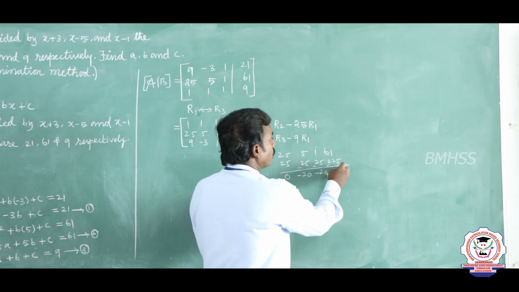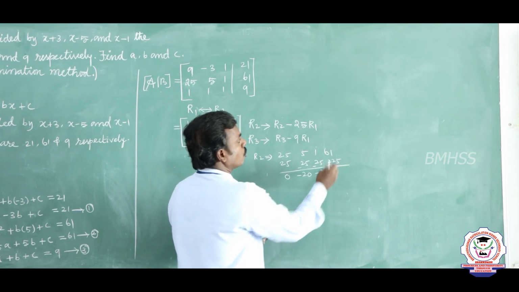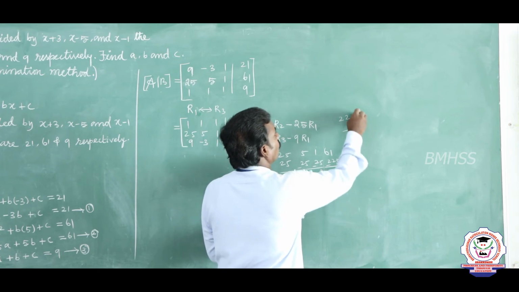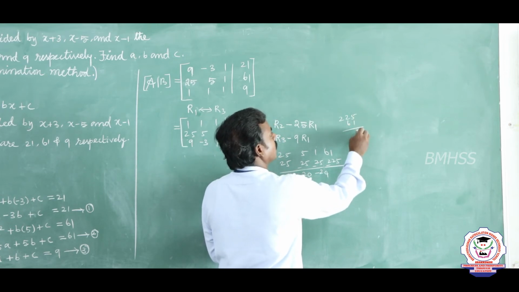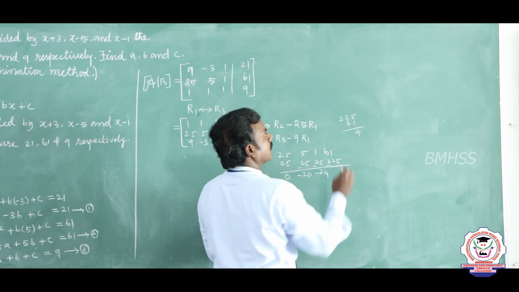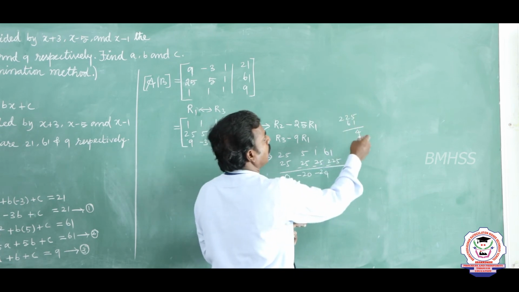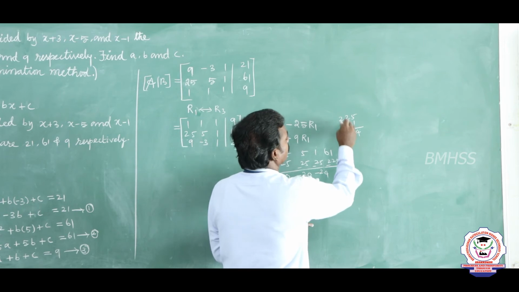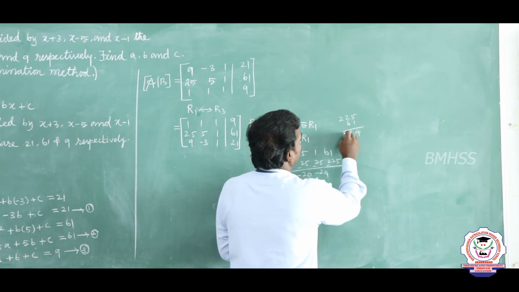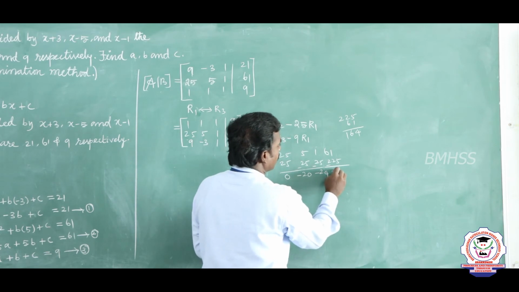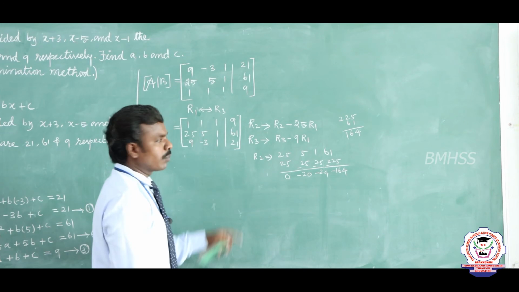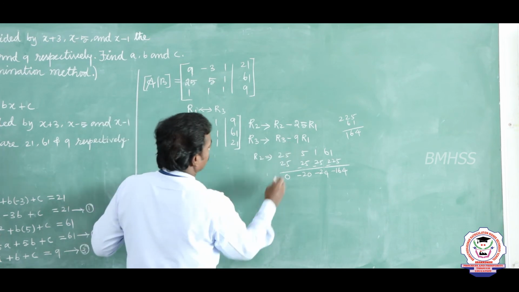Now 61 minus 225. Listen to this, 225 minus 61: 5 minus 1 is 4, and 2 minus 6 is not possible, so I borrow 1. 12 minus 6, remaining 6, and remaining 1 is there. So the result is 164, so it is minus 164. This is the change in the second row. Now I am going to find the change in the third row, R3.